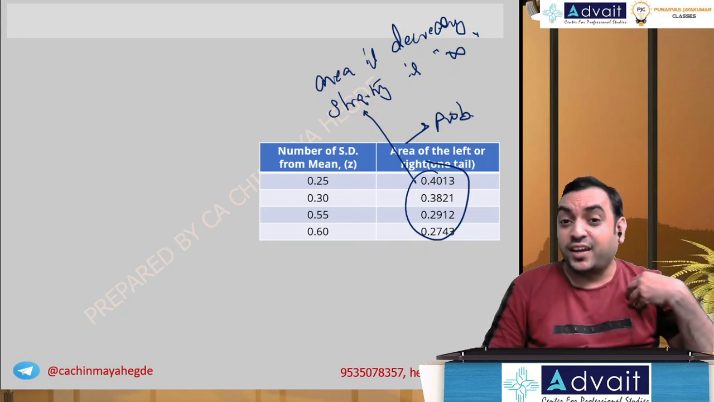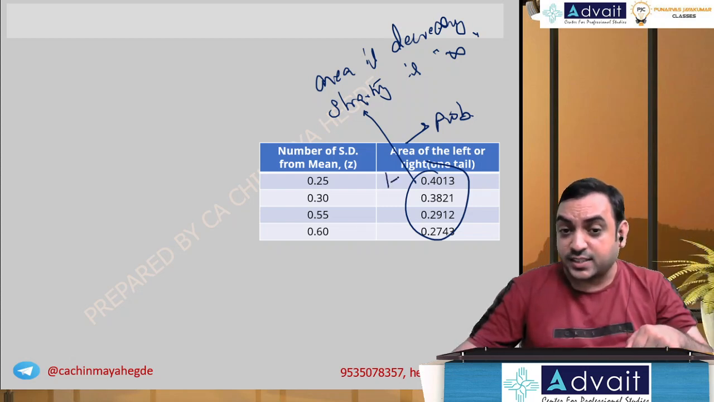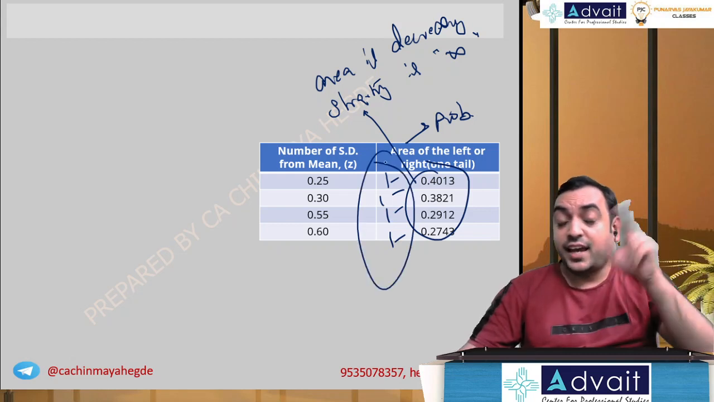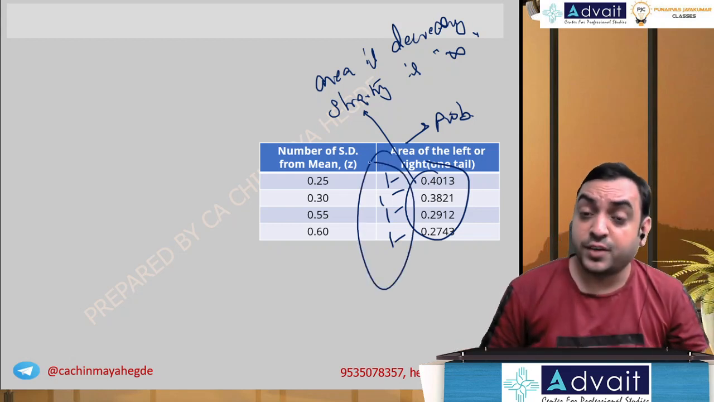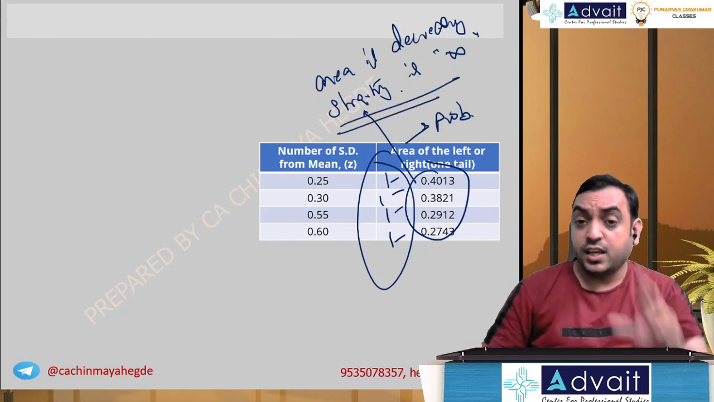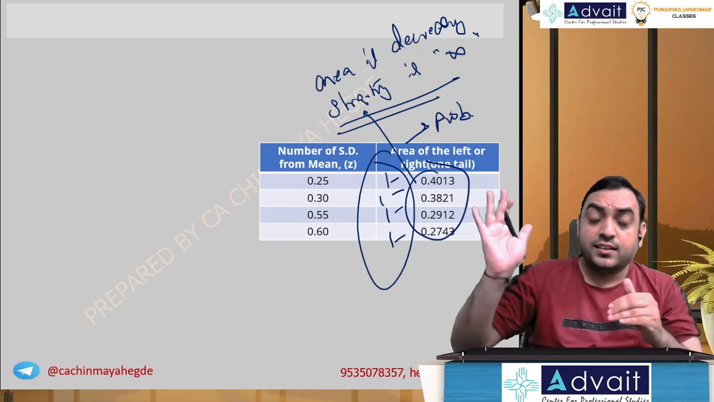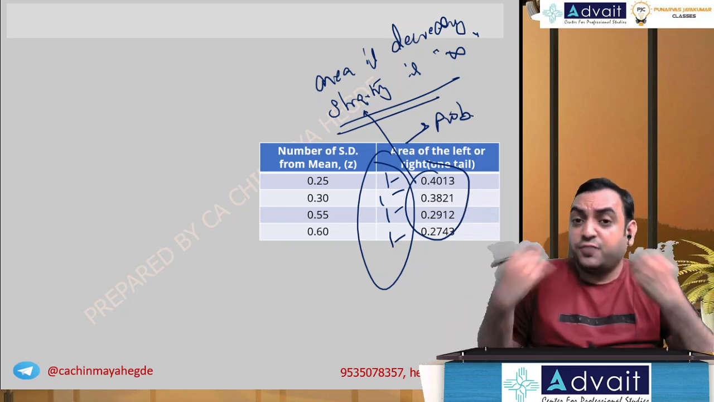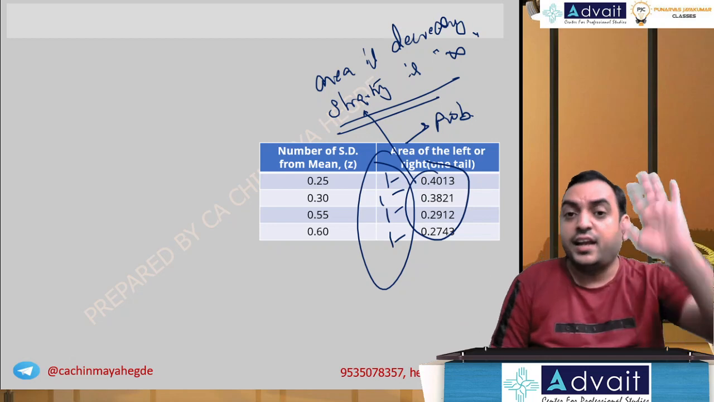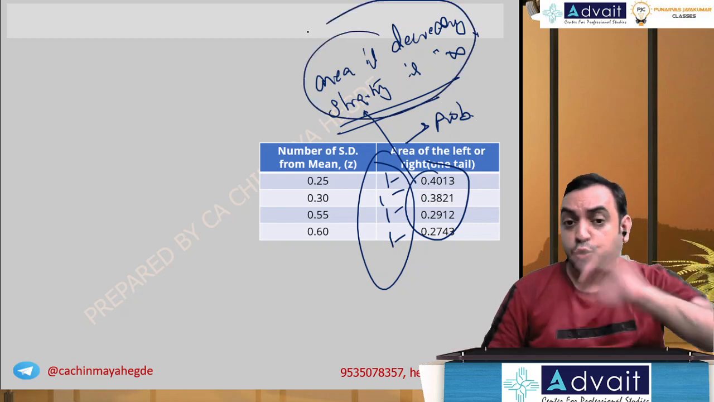But what we require is the starting point at minus infinity. So what should I do for all these? 1 minus, 1 minus, 1 minus, 1 minus. When I do this, I get the area from minus infinity. So if the area is decreasing, the starting point is infinity, and I should do 1 minus probability. If the area is increasing, then no need to worry; that itself is the area from minus infinity, so I'll take it as it is. So you should be careful. If the area is decreasing, you should do 1 minus.